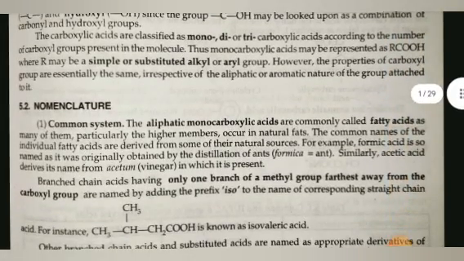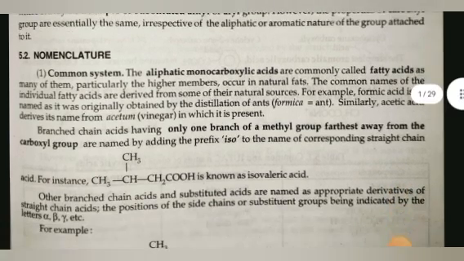The carboxylic acids are classified as mono, di, or tricarboxylic acids according to the number of carboxyl groups present in the molecule. Thus, monocarboxylic acid may be represented as R C double bond O OH, where R may be a simple or substituted alkyl or aryl group. However, the properties of carboxyl groups are essentially the same irrespective of the aliphatic or aromatic nature of the group attached to it.